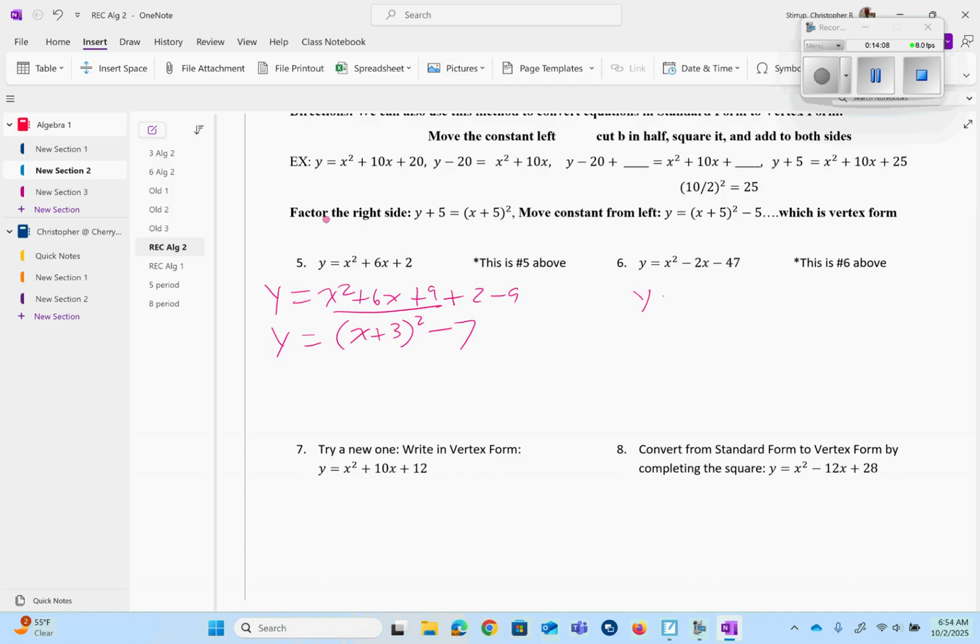On this one, we're going to just keep the negative 47 on the same side, but I'm just going to make a space. Okay, so I'm going to go, that sign comes down. Half of 2 is 1. 1 squared is 1. If I add 1, I'll have to subtract 1. So I get to negative 48. Now it's in vertex form.